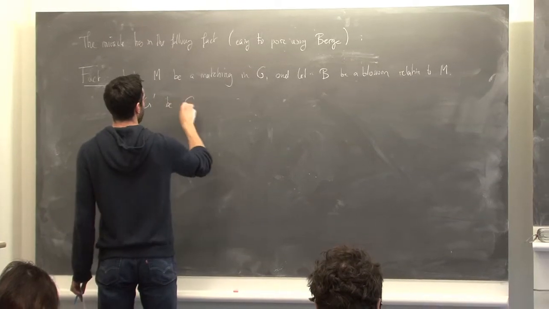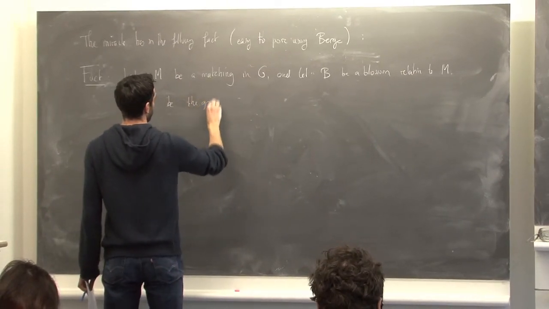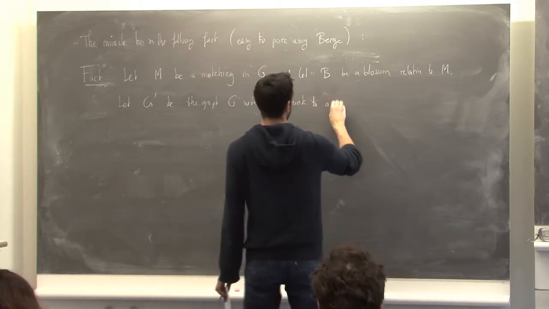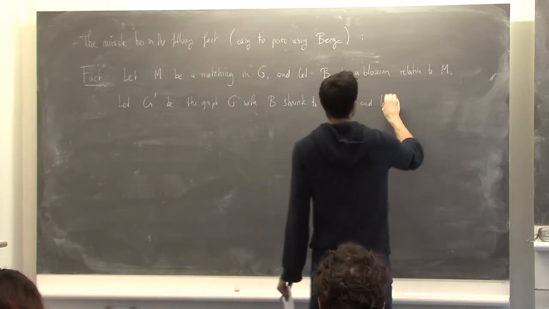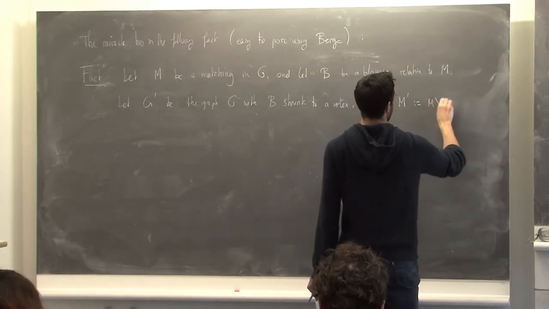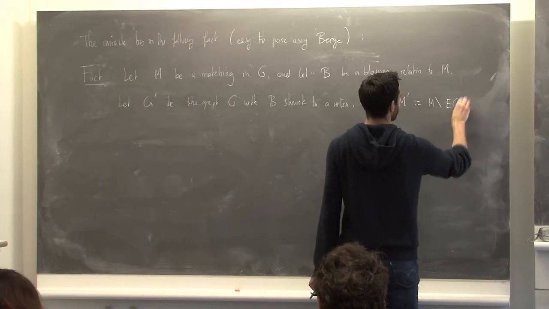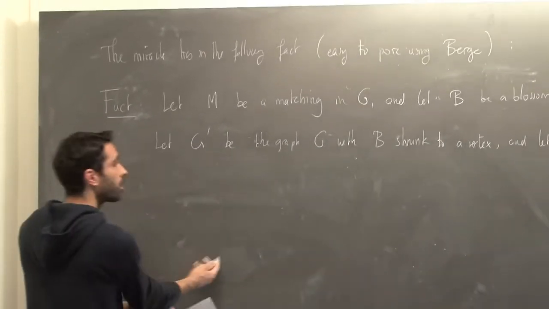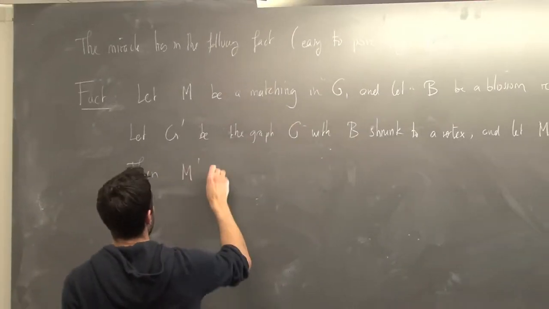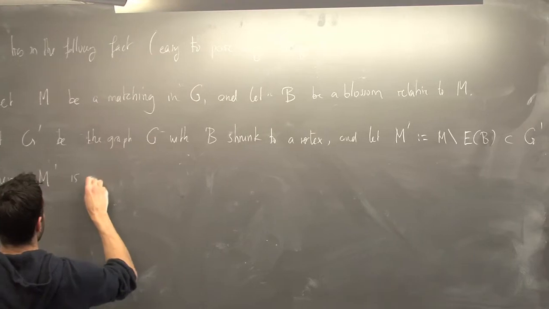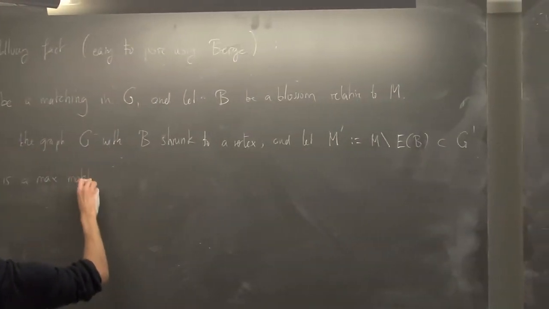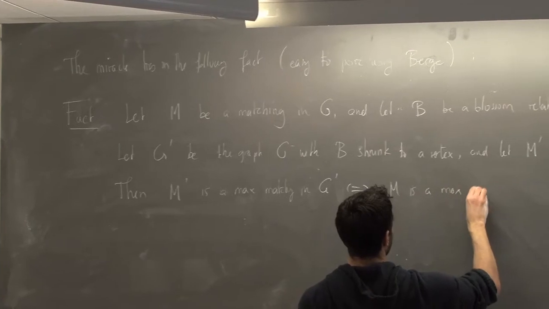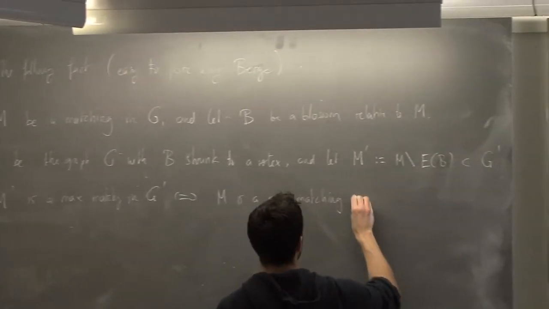Let G prime be the graph G with B shrunk to a vertex, and let M prime be M without the edges of B. And the statement is then M prime is a maximal matching in G prime if and only if M is a maximal matching in G.